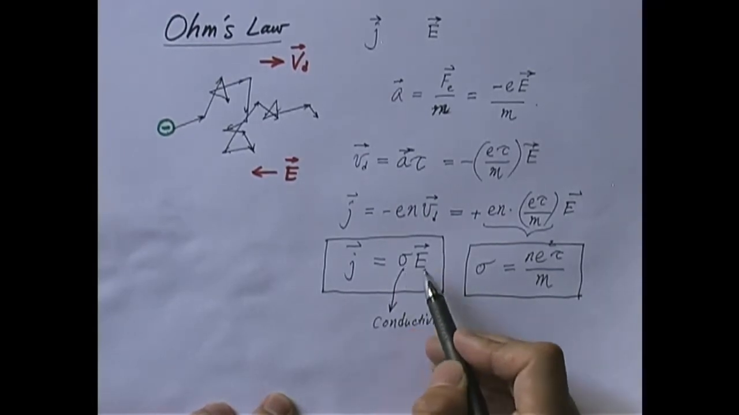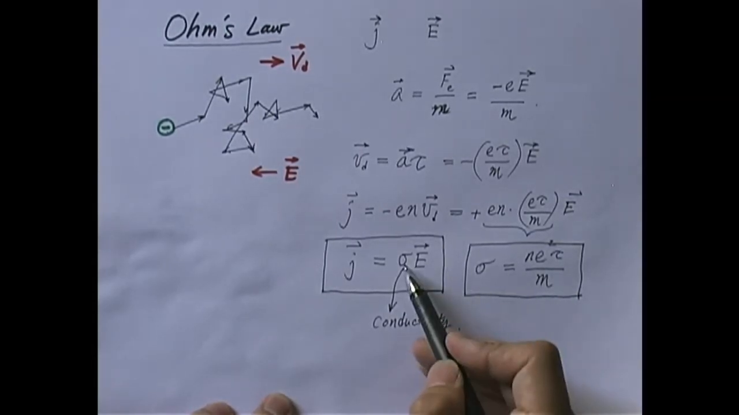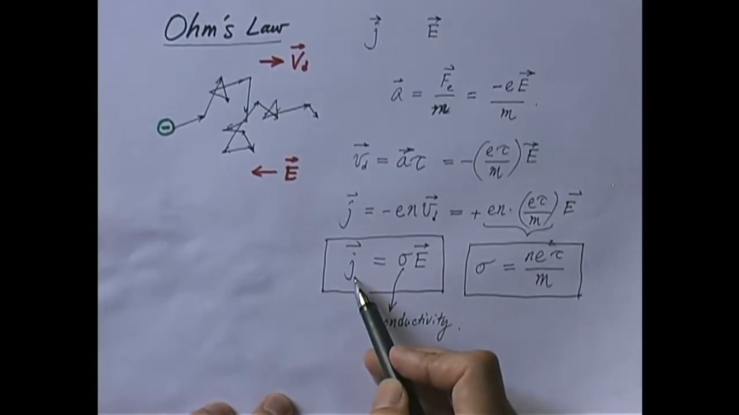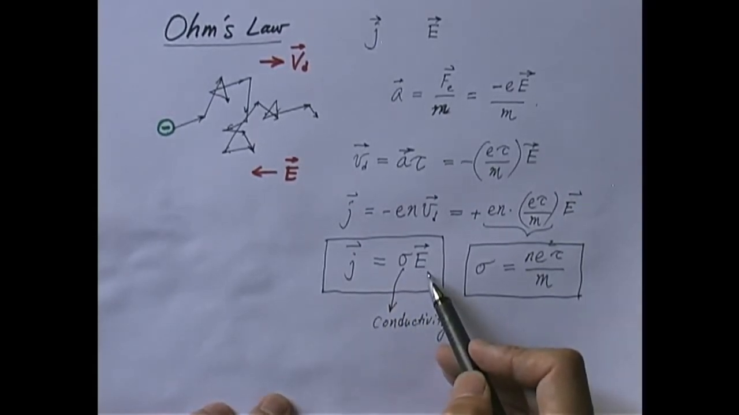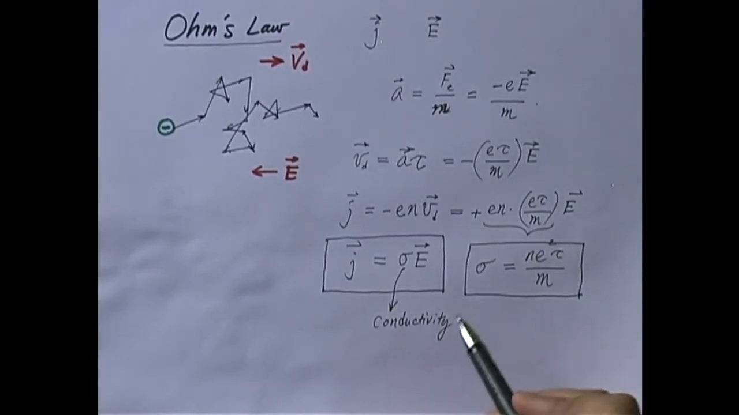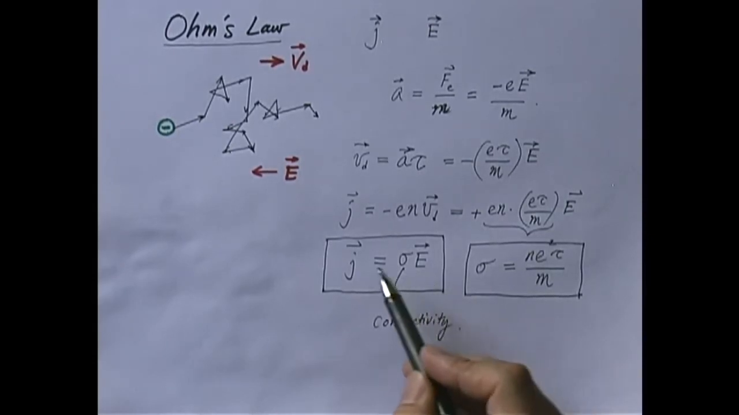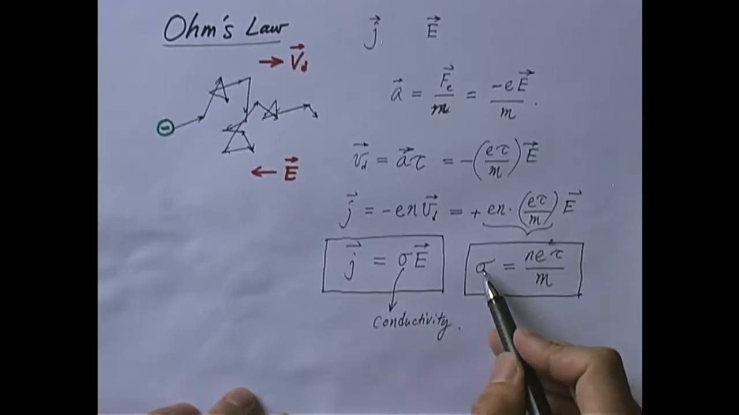J is a constant sigma times E, and that sigma is the local value of the electrical conductivity. Now, the greater the value of sigma, the greater the electrical current density produced by the same electric field. Okay, so you can imagine conductors will have larger values of conductivity because for the same electric field they can produce a greater current.